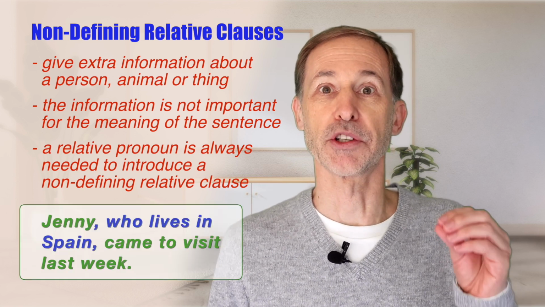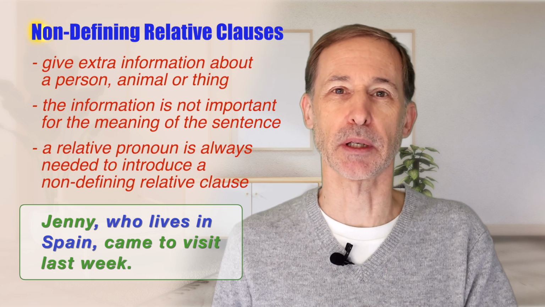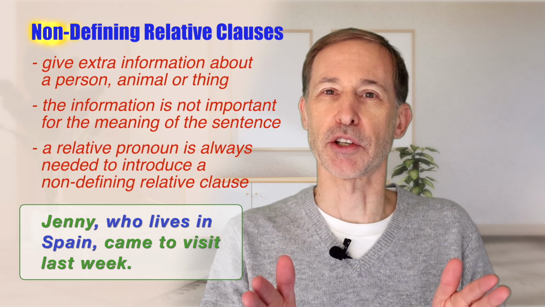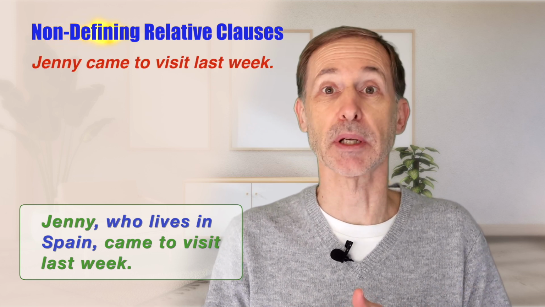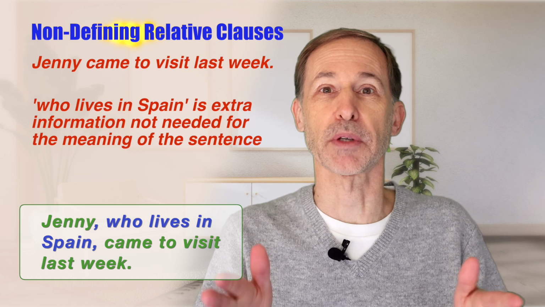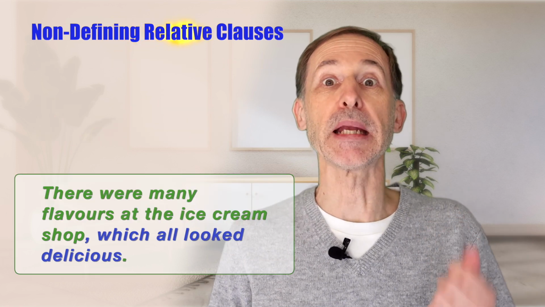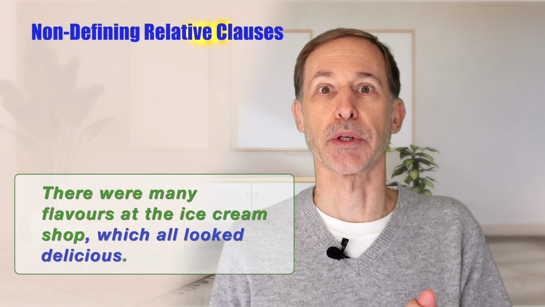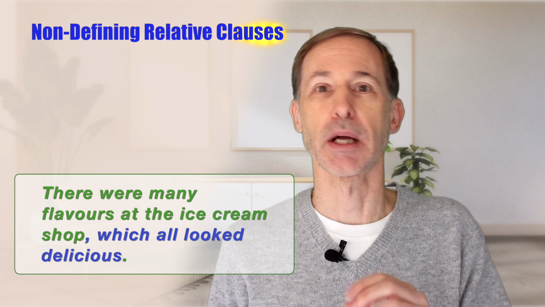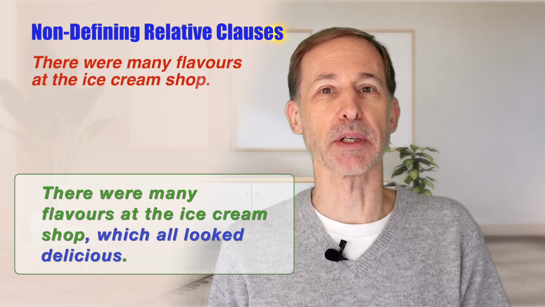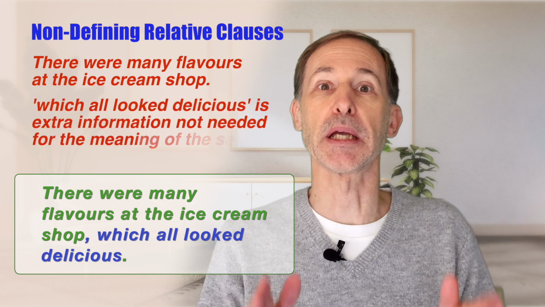For example, Jenny, who lives in Spain, came to visit last week. So it's extra information about Jenny. You could say Jenny came to visit last week. The sentence is perfectly fine by itself and the meaning is the same. Or, there were many flavors at the ice cream shop, which all looked delicious. So again, there were many flavors at the ice cream shop is a correct sentence and the meaning is the same.